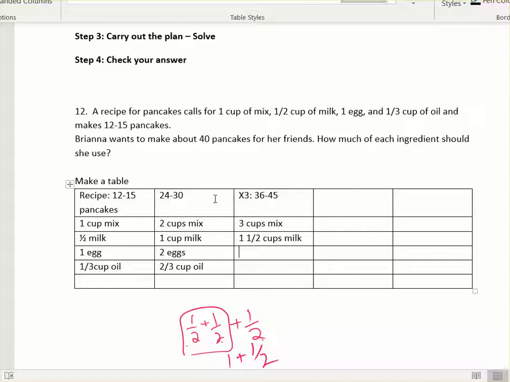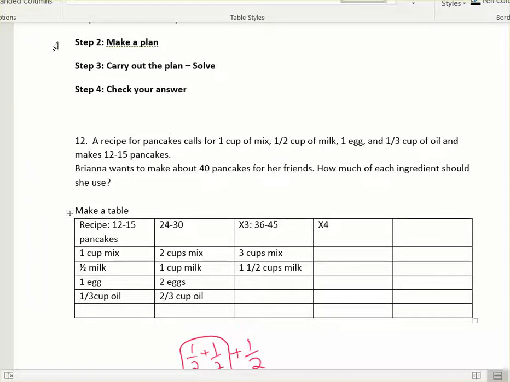And I'll let you finish this. And then a 1/3 cup of oil, you'd have to find out what 1/3 plus 1/3 plus 1/3 or 1/3 times 3 is. And then you have to decide, is this going to answer my question, or do I need to multiply my recipe times 4 so that I'll get enough pancakes? So you think about this and finish this up.